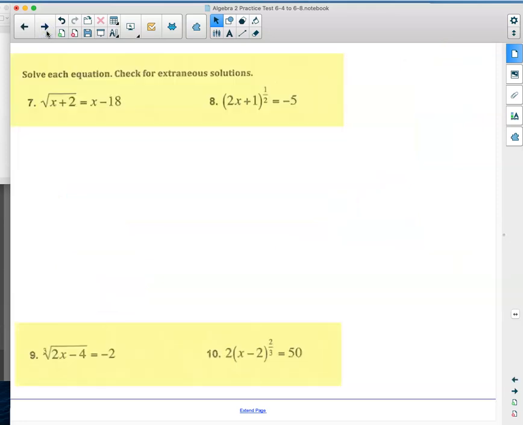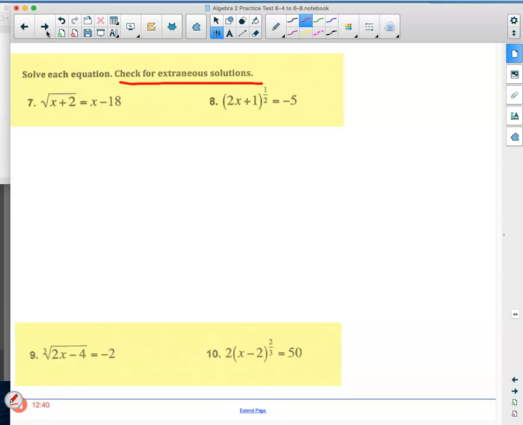All right, now we're moving on to the solving. So we were working with the rational exponents as we did in 6-4. And then 6-5, we started talking about solving. And the big deal with these, and it's in the instructions there, check for extraneous solutions. So it's not enough that we just do the problem. We also have to figure out whether or not our solutions are going to work.